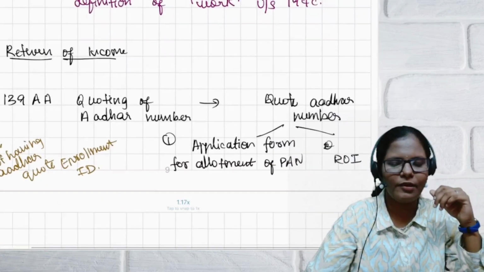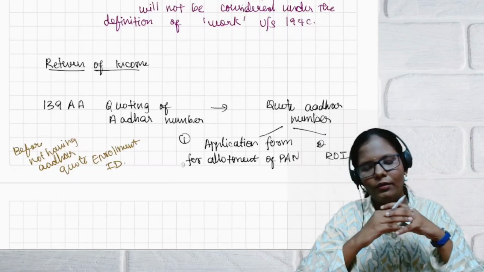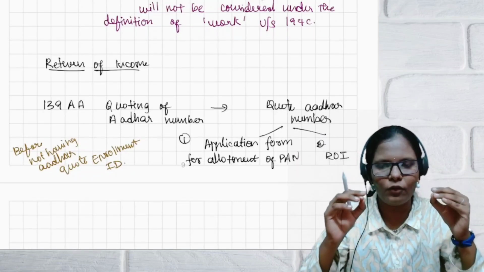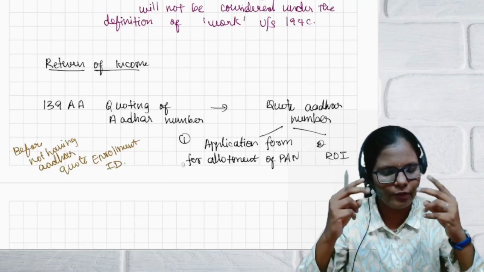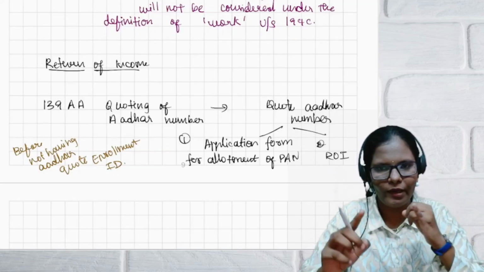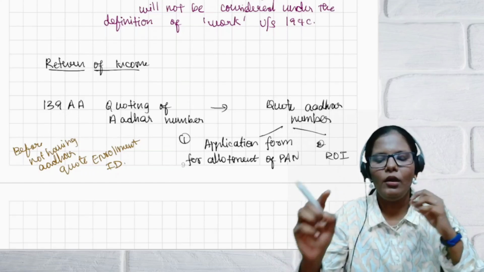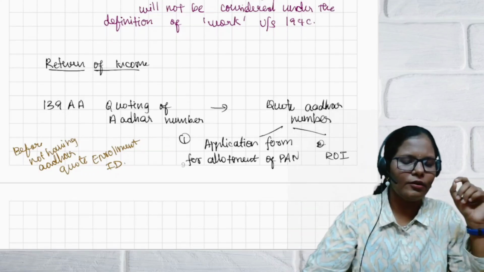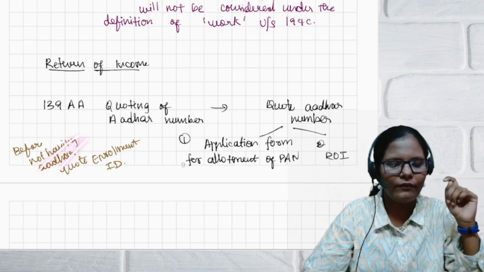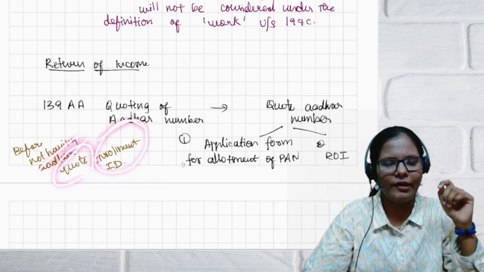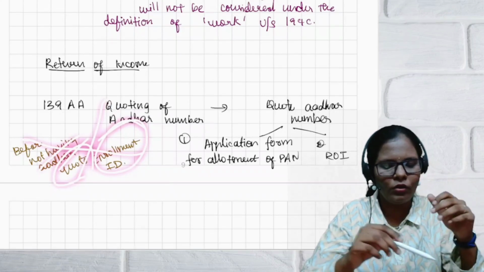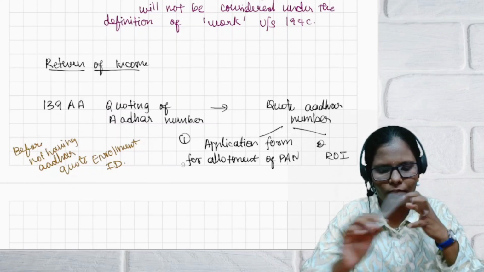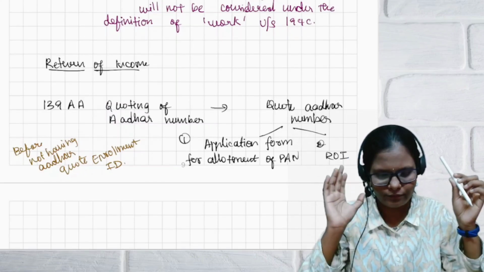Then last chapter, return of income. In return of income, section 139AA says that quoting of Aadhaar number is mandatory for all eligible persons. This can be done in two ways: the application form for allotment of PAN and while filing our return of income. Previously we had another provision: if not having an Aadhaar number, we could quote by using the enrollment ID. This provision has been entirely removed. We have only two options: application form for allotment of PAN or return of income for quoting of Aadhaar number.